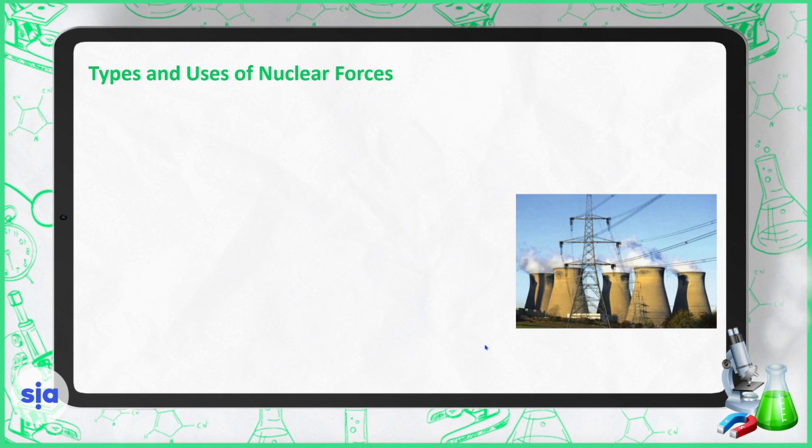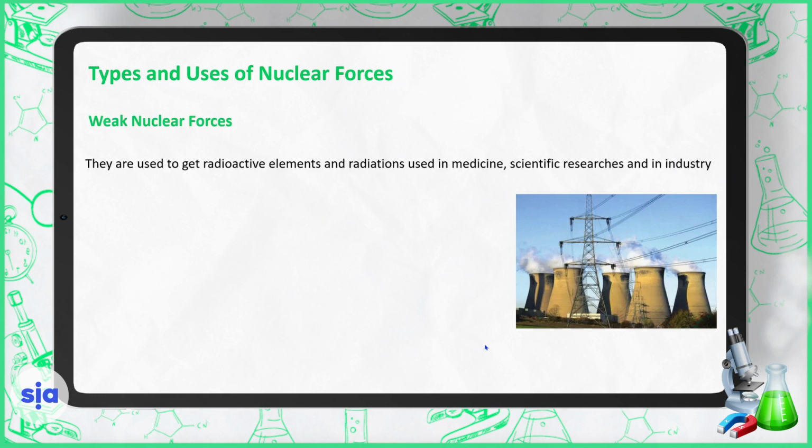Types and uses of nuclear forces. We have weak nuclear forces, and we use these forces to get radioactive elements and radiations used in medicine, scientific research, and in industry. And we have strong nuclear forces. They are producing electric energy and used for military purposes too, for example, in producing nuclear bombs.